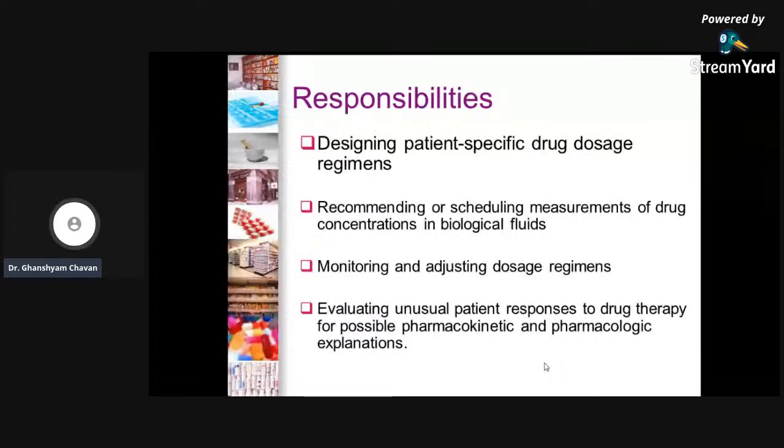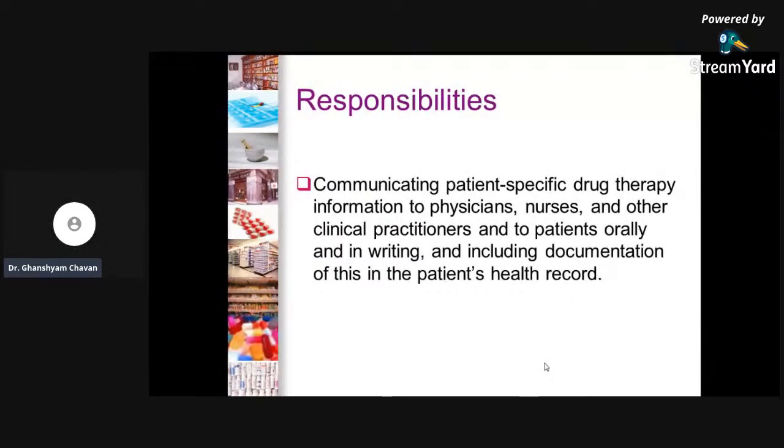If we got only one patient, we should monitor that patient, try to recall, check and find out the mistakes where we caught. So in this fashion we should monitor that. Now the next responsibility: communicating patient-specific drug therapy information to physicians, nurses, and other clinical practitioners, and to patients, orally and in writing, including documentation of this in the patient's health record.